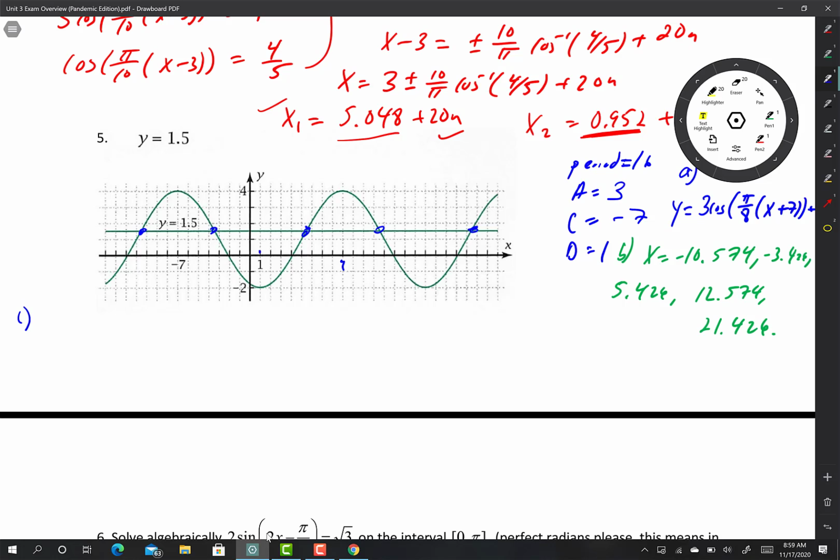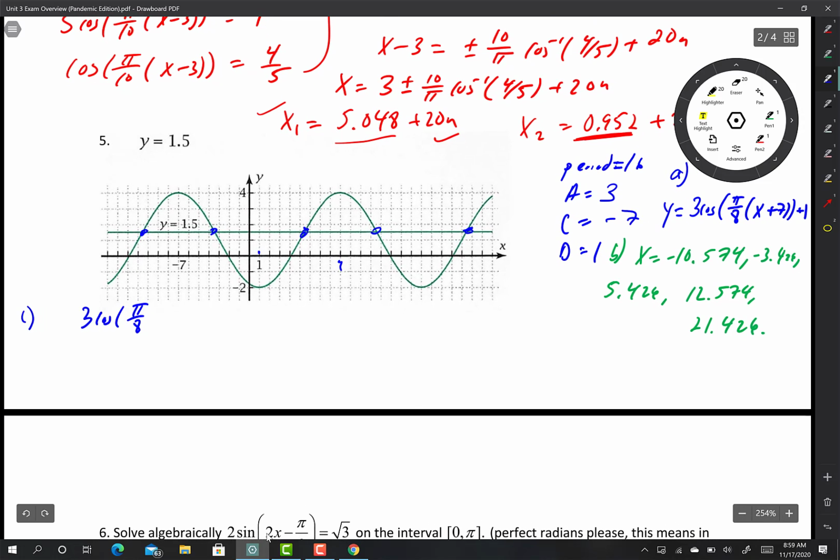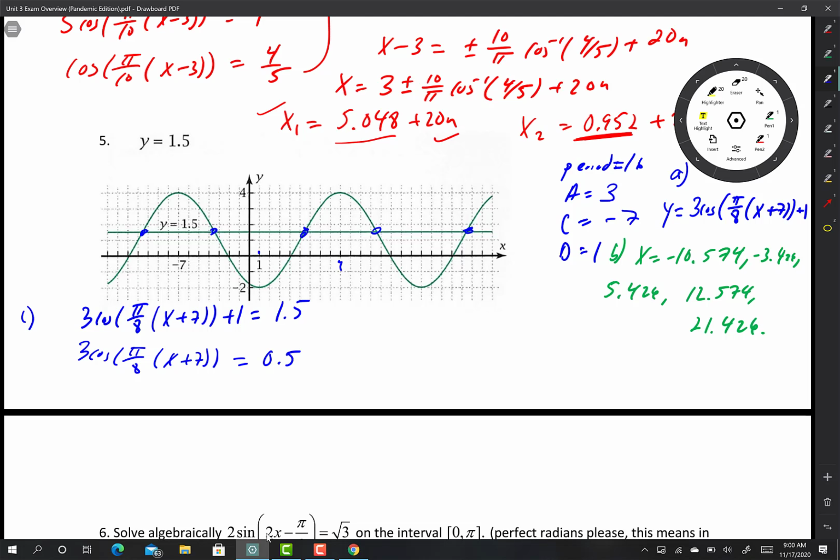So I'm going to write my equation. 3 cosine pi over 8 (x plus 7), close, plus 1 equals 1.5. Oh, look, I think we're going to have perfect gradients. Oh, no, we're not. Because I'm going to be divided by 3. Minus 1, that's going to be a half. So 3 cosine pi over 8 (x plus 7), close, equals 0.5. Or a half. Divide by 3.